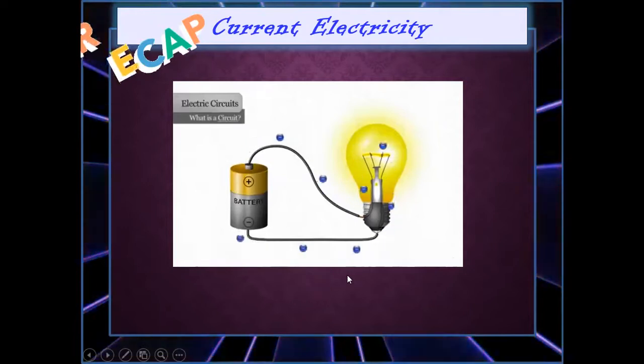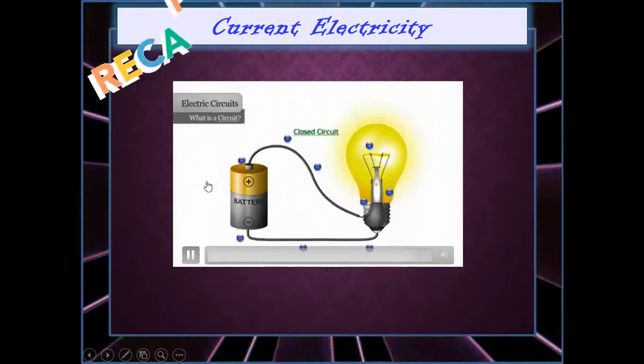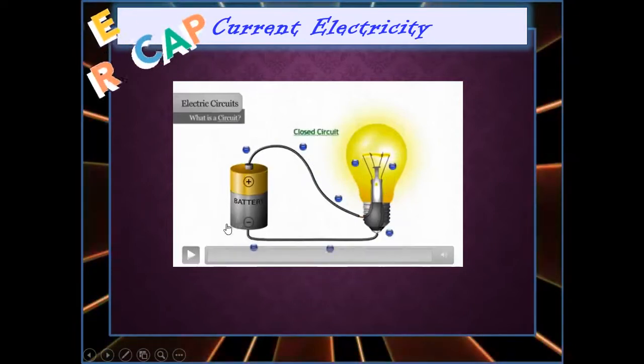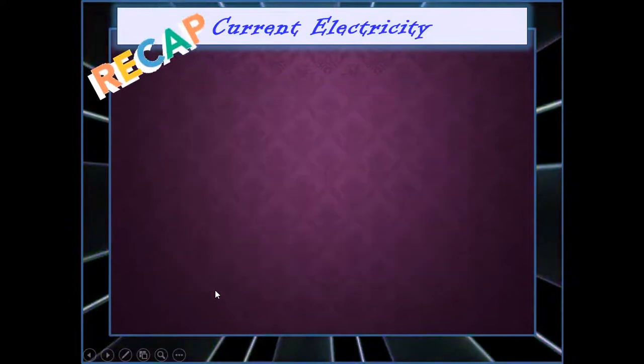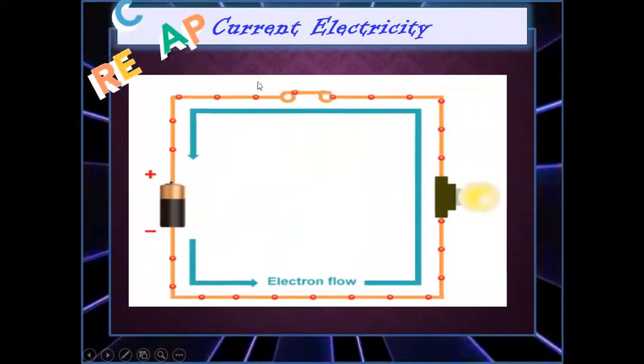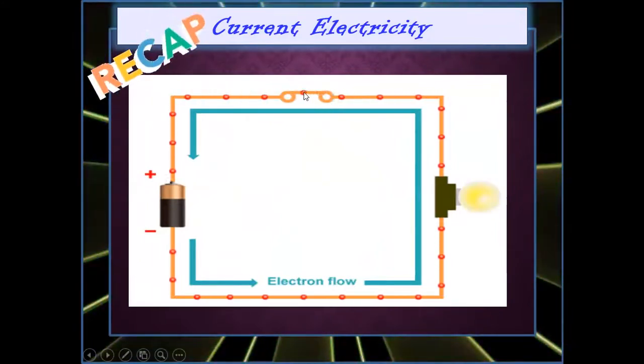There is a complete path from the positive end of the cell to the negative end. An electric circuit must have a complete conducting pathway. Complete conducting pathway means it cannot be open. It cannot have a gap. If there is any gap, the charge cannot flow.